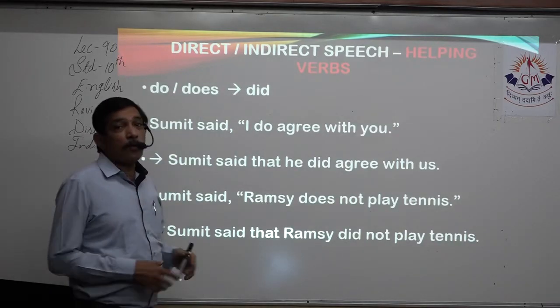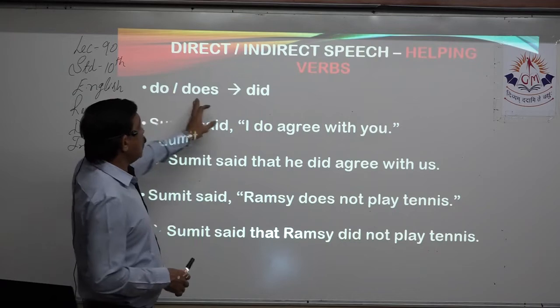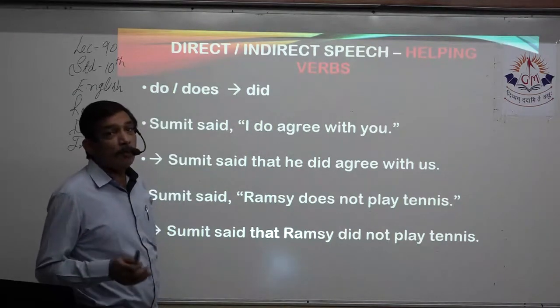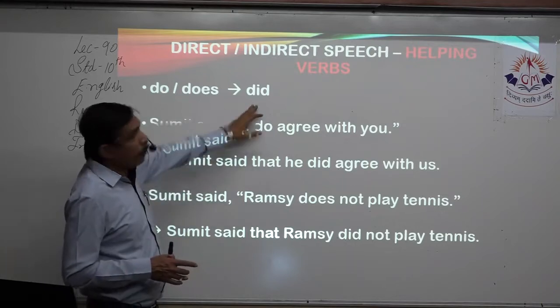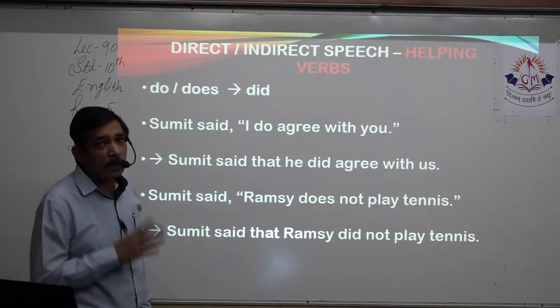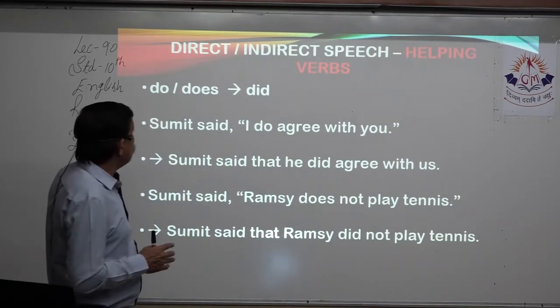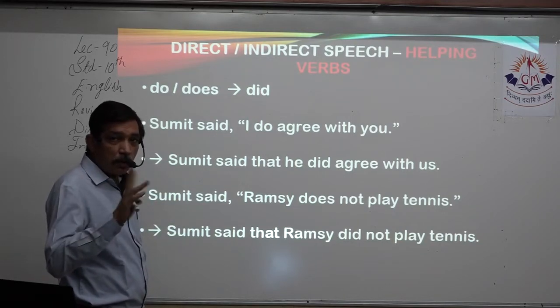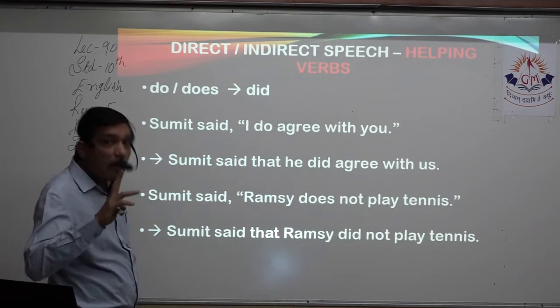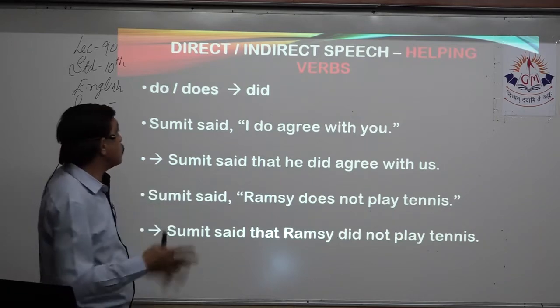Now we come to the do form, right? Do and does become did. Why? Because do and does, that is present tense, will turn into past tense. That is it. Yes, did is the past tense of the do form. The do form in present tense has two: I do, he does. So do and does are both present tense, and they change into past tense, that is did.